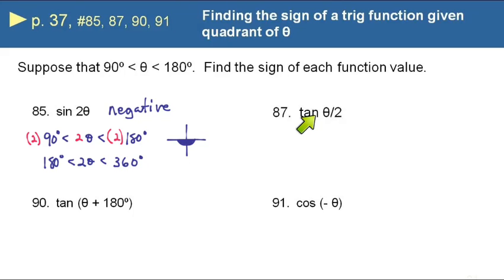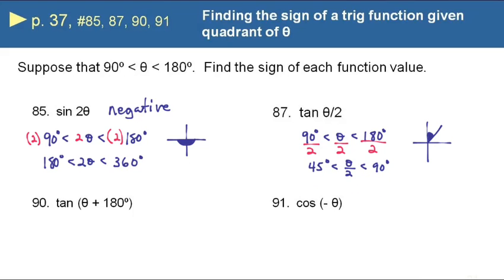If I do the same thing for number 87, I still start with theta between 90 and 180, but now I want theta over 2, so I'll divide this by 2. That means I divide the other values by 2. And theta over 2 then is between 45 and 90. Well, that's quadrant 1. And in quadrant 1, tangent is positive.